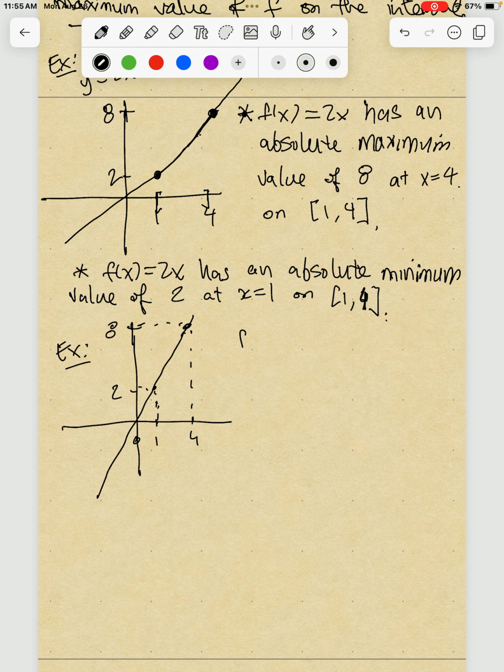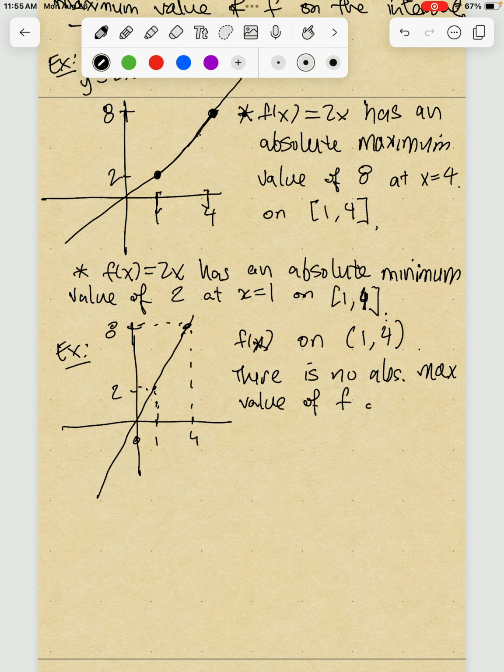So let's look at this function, but only on the open interval from 1 to 4. Remember, the open interval means you don't include 1 and you don't include 4, but you include everything between 1 and 4. Well, in this case, there is no absolute maximum value. One way to put it is, there's no absolute maximum value of the function f on the interval 1 to 4.